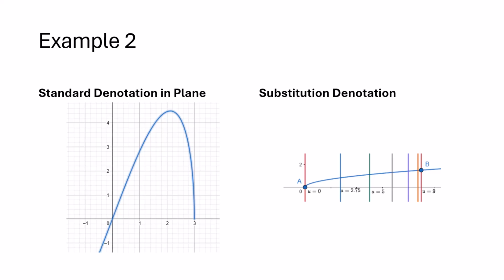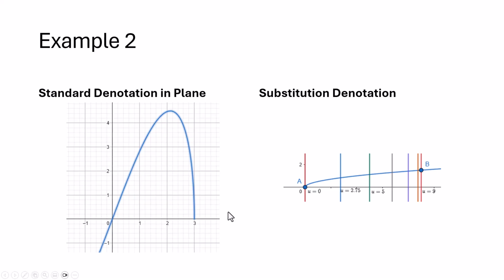So here, under the standard denotation in the plane with x's and y's on the left here, we have 1, 2, 3, we have 1, 2, 3, 4, and we see that we have this x times square root of 9 minus x squared curve from 0 to 3.